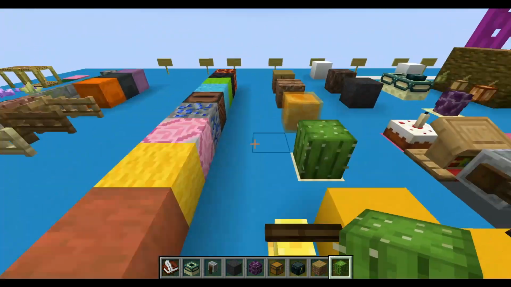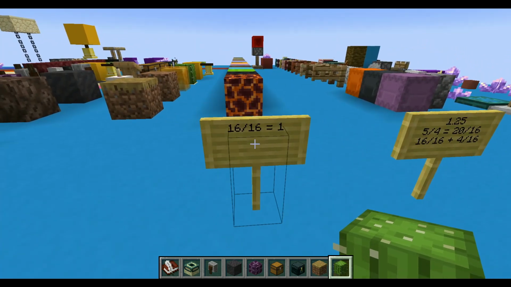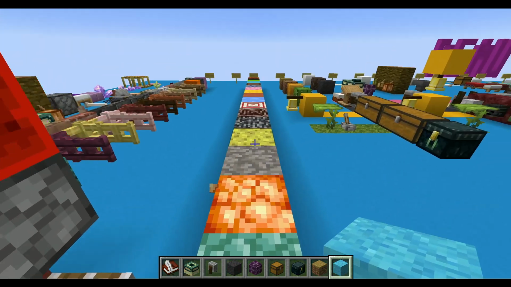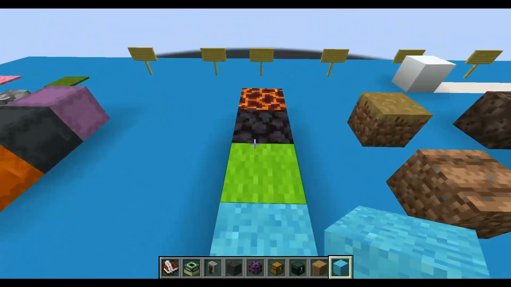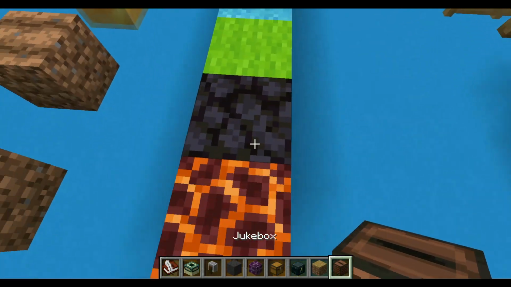All right, so that is all of your fractional blocks. Now we're getting into 16/16, which is just 1, right? 16 divided by 16 equals 1. So this is just all of your standard blocks in the game. I put a few here, but of course there are hundreds of them, so I am not going to put them all on display here.